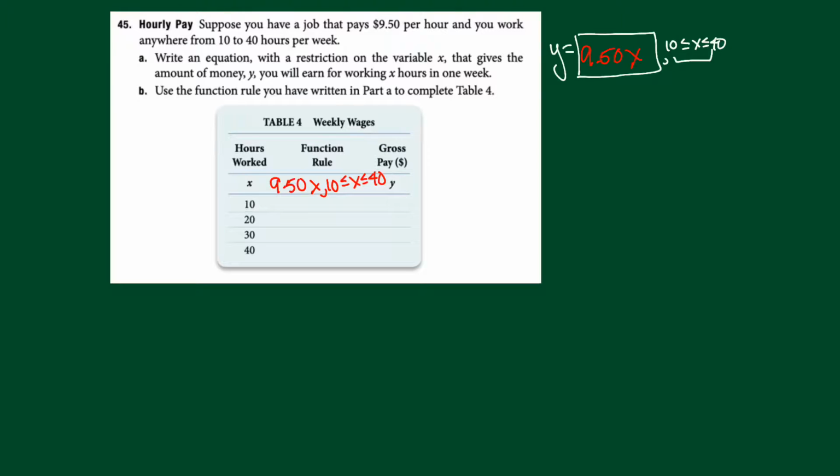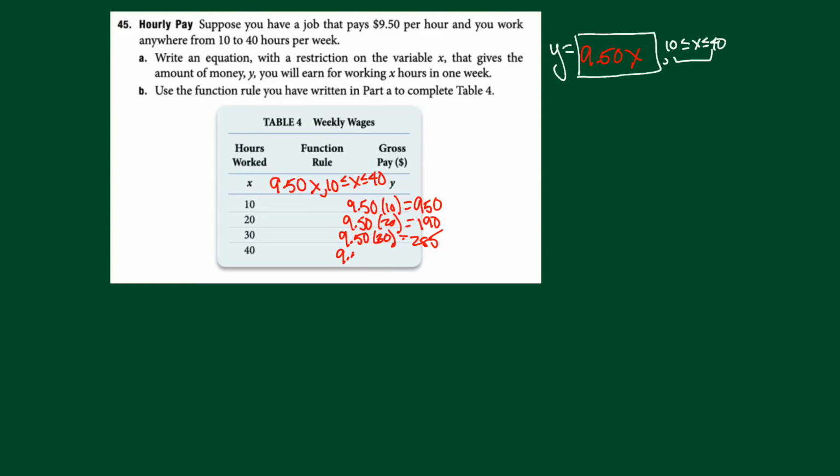Now let's use this rule to complete our table by filling in y. So y when x is 10, y is going to be, now here's our rule, when x is 10, we're going to put the value of 10 right here. So how about if we compute this? 9.50 times 10. So if we work 10 hours a week, we've made $95. At 20 hours, okay, 9.50 times 20, all right, that's going to be double the 95. So that's 190. And then 30 hours a week. All right, 30 hours a week. That's going to be $285 a week.